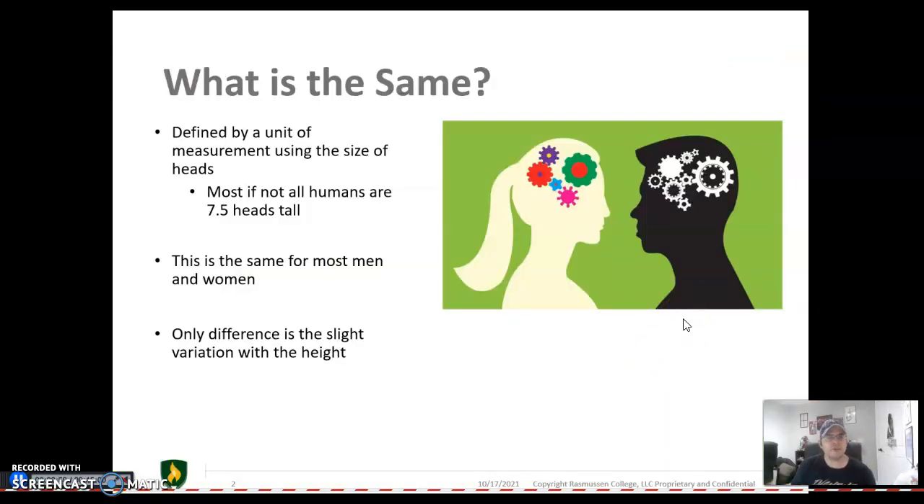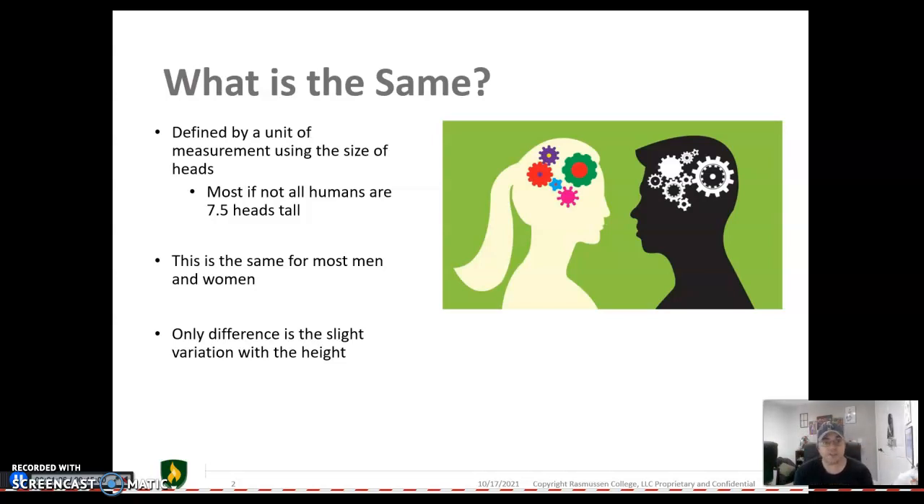So really, in all aspects, what is the same? There are some elements of humans that men and women share, and they're defined by a unit of measurement. Surprisingly enough, every human is 7.5 heads tall, based on the size of their head. It's a weird data increment, but it's true. Your height should be 7.5 times your head size, so that length should match your head size 7.5 times.